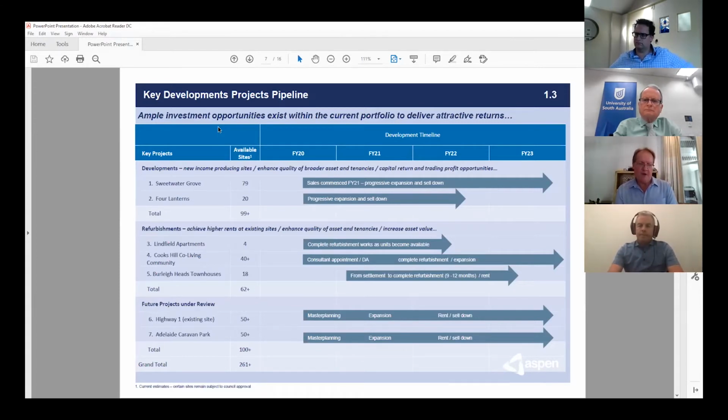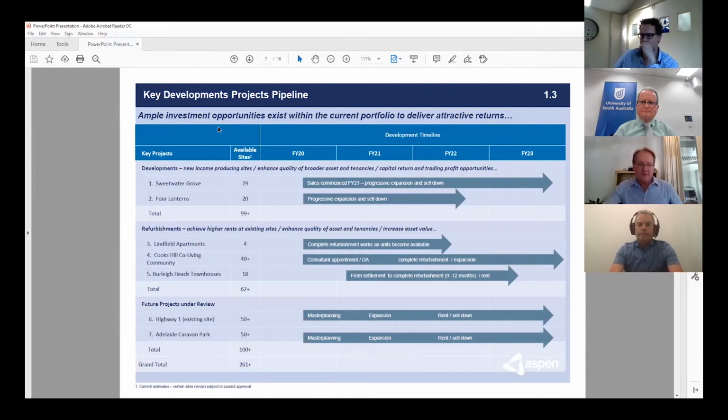And then just coming to future projects. One of the assets in Adelaide, which some of you may know, is the Adelaide Caravan Park, which is at Hackney on the Torrens River. That is a caravan park with a huge amount of land value. So we're doing a master planning exercise at the moment to look at whether we should make it a denser sort of residential estate.